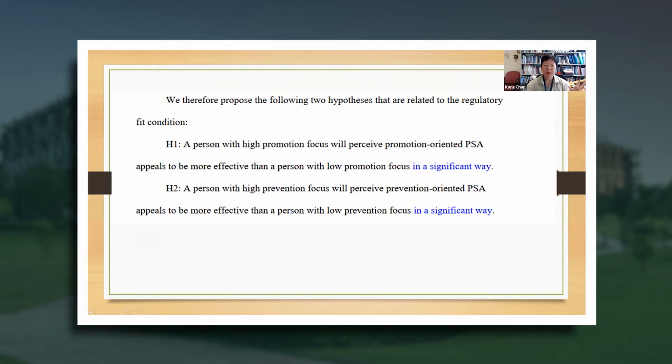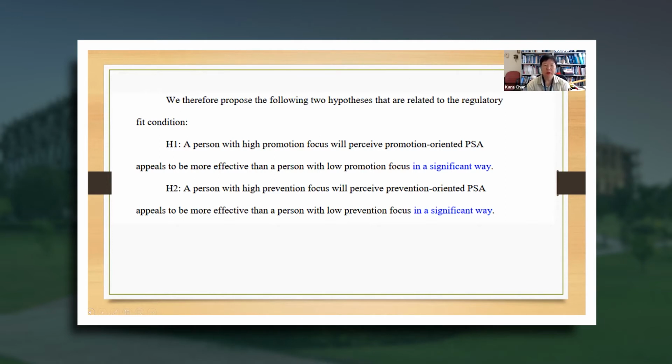We say that a person with high promotion focus will perceive a promotion-oriented public service appeal as more effective than a person with low promotion focus. The second is that a person with high prevention focus will perceive a prevention-oriented public service appeal as more effective than a person with low prevention focus. Notice that we are not comparing promotion-focused people with prevention-focused people. We just concentrate on promotion focus alone to see the behavior between those high and those low.